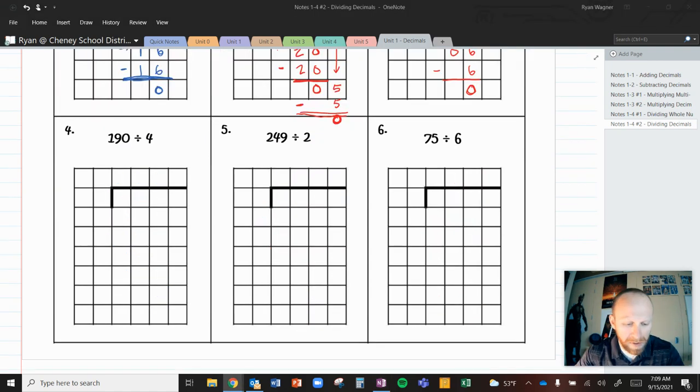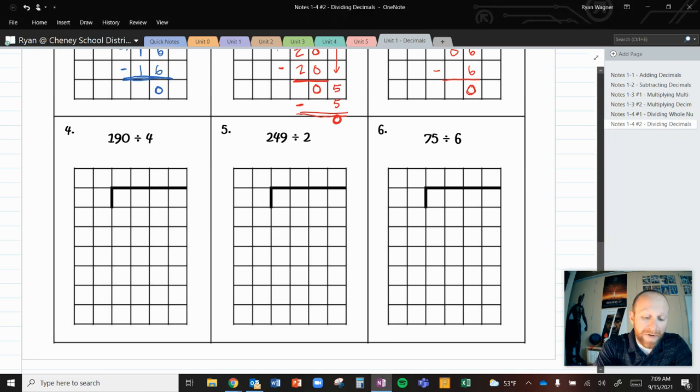All right, now our next set of examples is going to be a little bit funky, but that's okay. Number 4, 190 divided by 4. We're going to take our first number, which is 190. Let me change my color to blue here. We're going to make that the dividend because remember, the first number is our dividend. The second number is our divisor, and that goes outside of the house. So we have 190 divided by 4. So let's just follow the same rules we've been following. How many times can 4 go into 1?